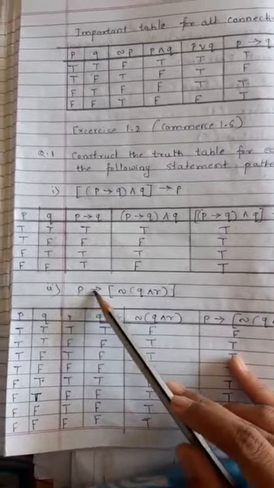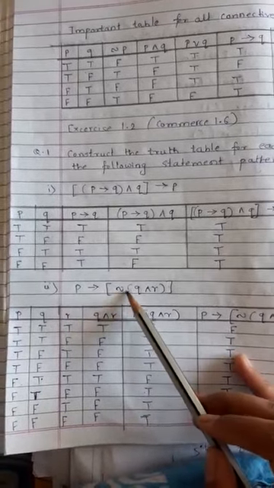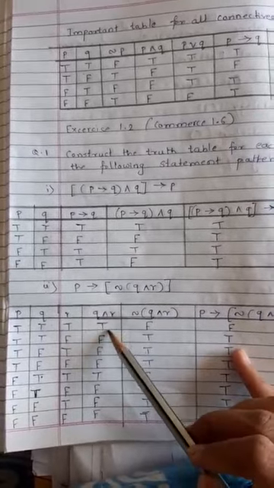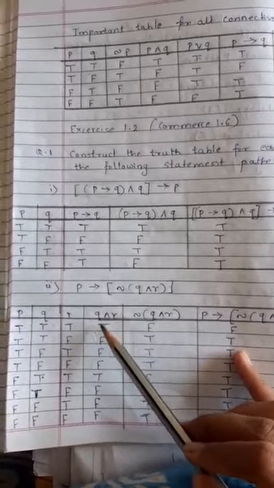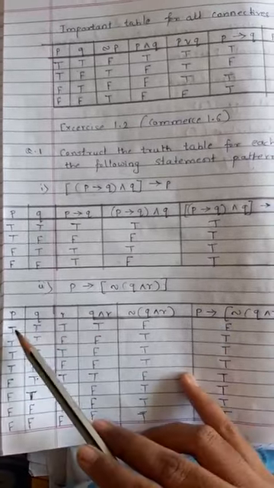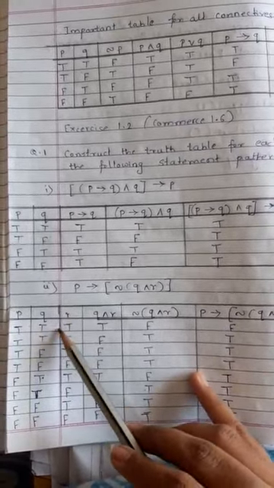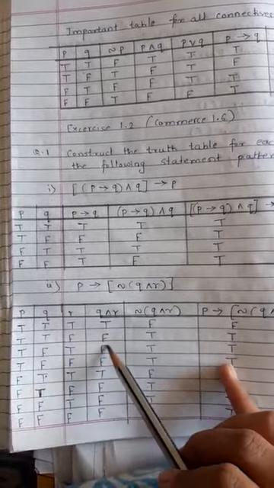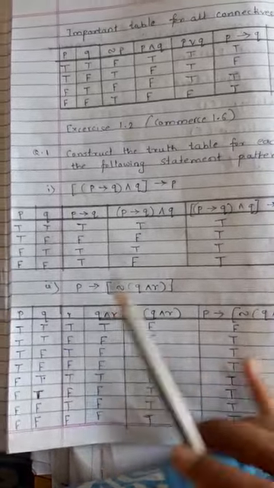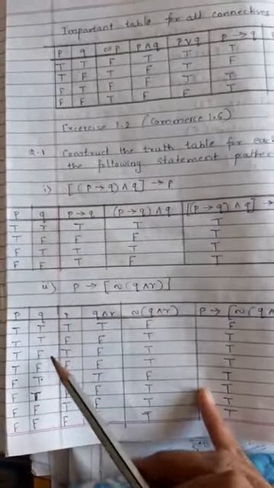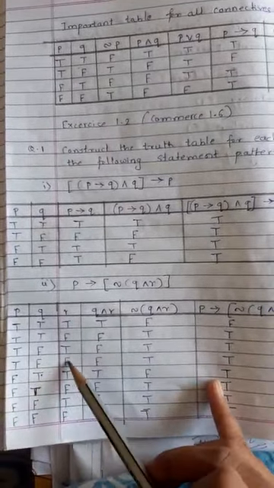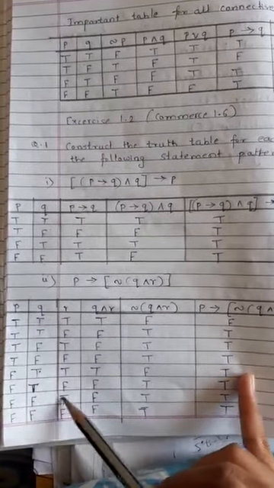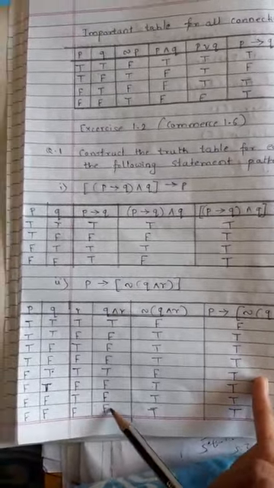What is given? P implies negation of Q and R. First we will find Q and R. So what is Q and R? T and T is T, T and F is F, F and T is F, F and F is F, and the same again: T and T is T, T and F is F, F and T is F, and F and F is F. We are writing this from the truth table.